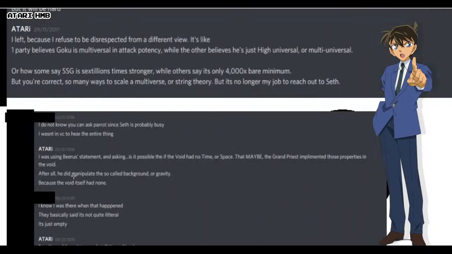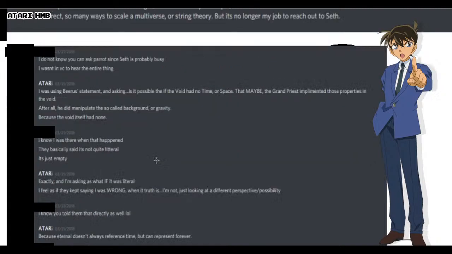There's even a point here where I said, I do not know. You can ask Parrot, since Ceph probably is busy. I wasn't in the voice chat to hear the entire thing. I was using Beerus' statement and asking if it's possible. Here's the part. I was asking if it was possible for the world of Void had no time and space, then maybe the Grand Priest implemented those properties to the void. After all, he did manipulate the so-called background or gravity because the void itself had none. I know, I was there when it happened.